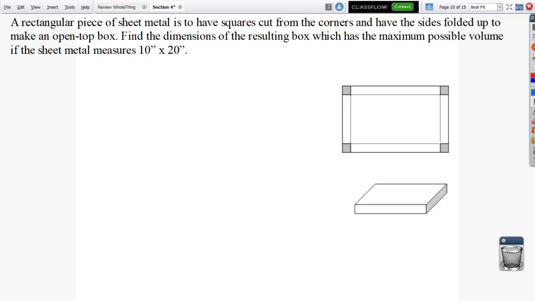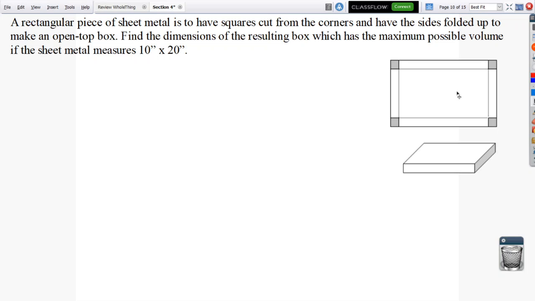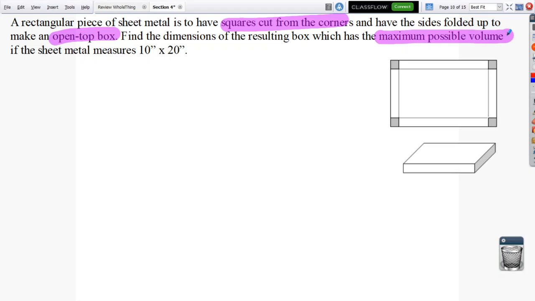All right? So now let's go back over to the picture. You can see in this picture, I have the squares cut out of the corners, and over here is the actual picture of the box in 3D format. All right? So let's start understanding this question so that we can start to tackle it. It's a rectangular piece of sheet metal. Squares cut from the corners. Have the sides folded up to make an open top box. That's probably important, it's an open top box. Find the dimensions of the resulting box, which has the maximum possible volume if the sheet measures 10 inches by 20 inches. So now we can draw and label this picture.